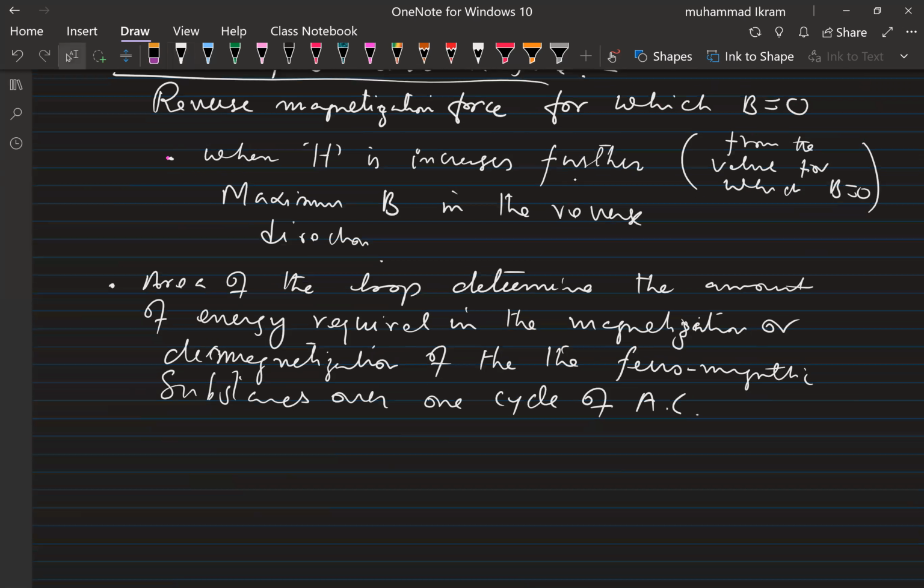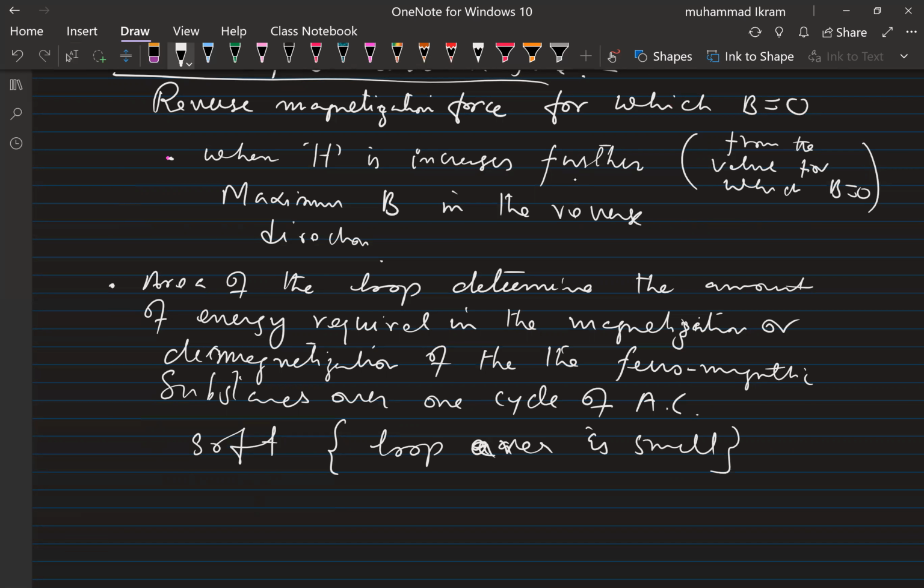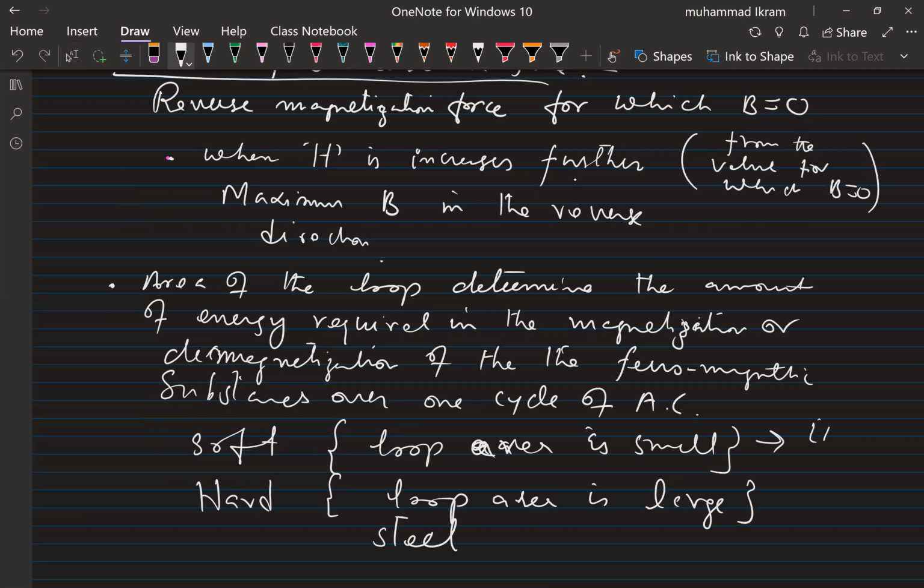For soft ferromagnetic substances, the loop area is small. For hard ferromagnetic substances, the loop area is large. This means more energy is required in the orientation and disorientation of the magnetic domains, right? This is, for example, steel, and this is, for example, iron.